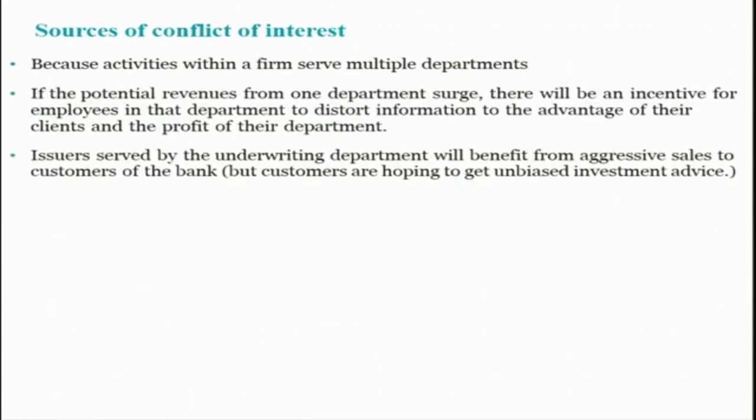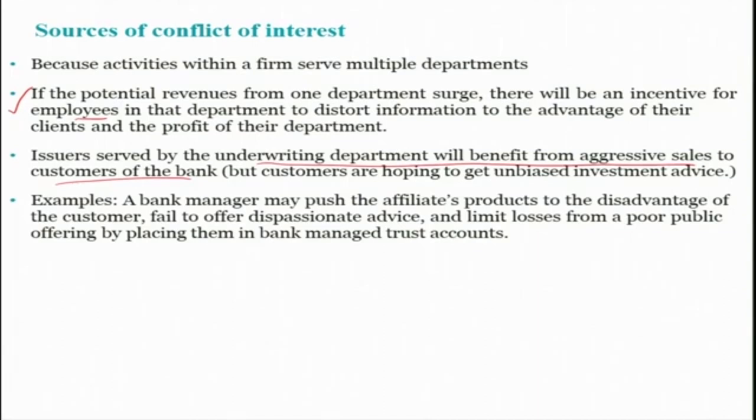However, there are lots of sources of conflict of interest because activities within a firm serve multiple departments. What we can see here is that if the potential revenues from one department surge, there will be an incentive for employees in that department to distort information to the advantage of their clients and the profit of their department. Issuers served by the underwriting department will benefit from aggressive sales to customers of the bank. But the customers are hoping to get unbiased investment advice here, right?